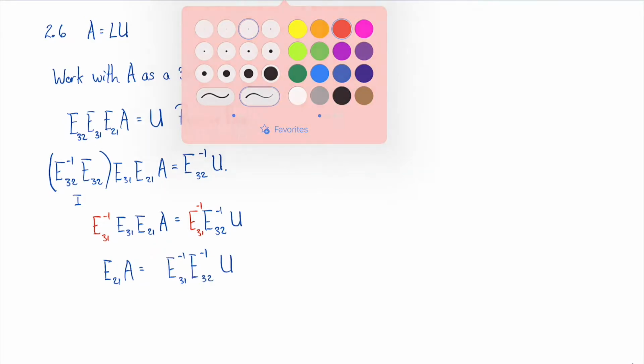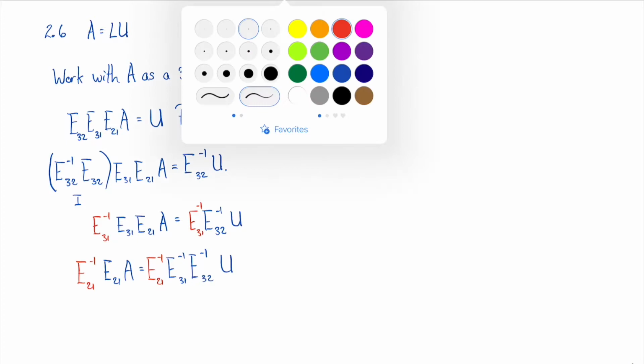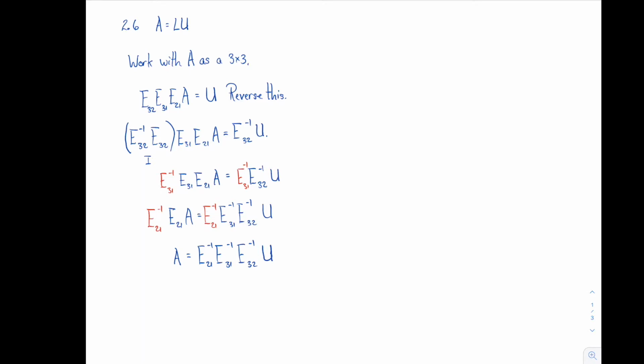And then, you probably guessed it by now, on both sides, let's multiply by E21 inverse. And look at what we've got now. On the left-hand side, we have A. And on the right-hand side, we have E21 inverse, E31 inverse, E32 inverse times the matrix U.